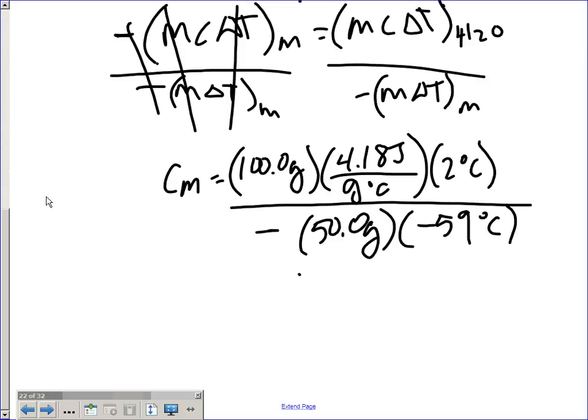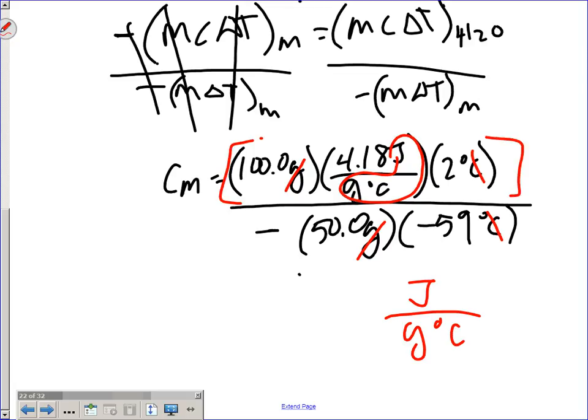Let's simplify. What can we first simplify? The gram. Okay, so let's cancel the grams. What else? Degrees Celsius. What units are left? Joules per gram degree Celsius. Isn't that what the units of C is? Okay, so that so far makes sense. Joules per gram degree Celsius, what's remaining. But also this negative, right? Negative times negative is a positive. So in your calculator, whatever you do, please put parentheses if it requires it in terms of keeping your numerator and your denominator separate. 100 divided by 50 is 2. 2 divided by 2 is 1. 4.18 divided by 60-ish.